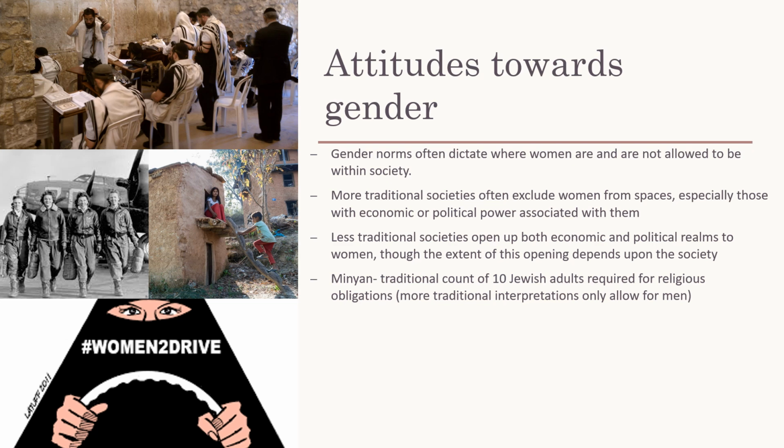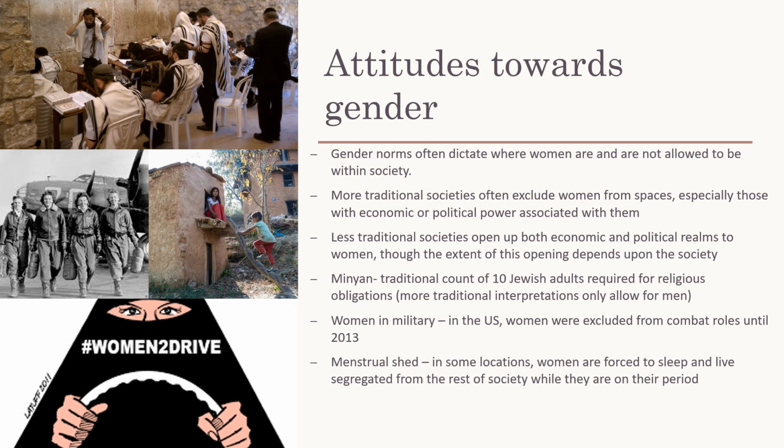So when we think about some of these traditions that we have, a minyan is a traditional count of 10 Jewish adults that are required for religious obligations to be fulfilled, and more orthodox and traditional interpretations of this oftentimes say it's only men that are allowed to be a part of this 10 Jewish adults. In the United States, women in the military were excluded from combat roles until 2013. And so we think about women serving in the military in the United States of America, and they were not allowed to have any sort of roles in combat until 2013.